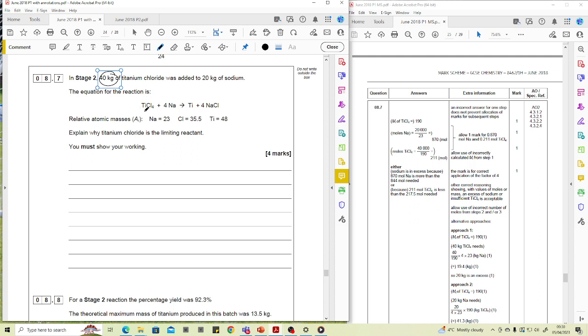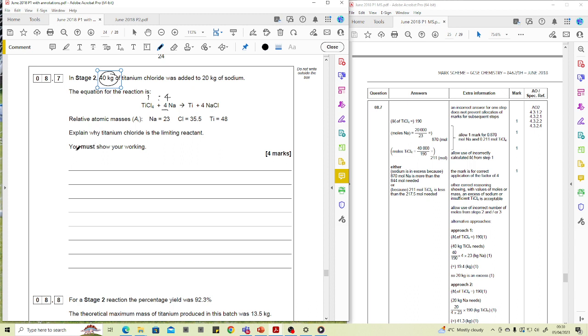Then we've got titanium tetrachloride reacting with 4 moles of sodium, so we have one of these reacts with 4 of these, and then it ends up with titanium and 4 sodium chlorides. Why is titanium chloride the limiting reactant?